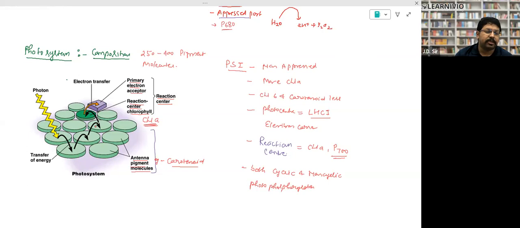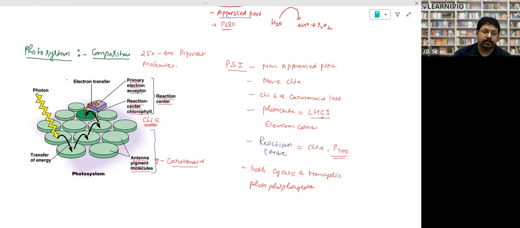Now, this is the photosystem basically. Both PS1 and PS2 look like this, right? Now, what is photosystem 1, and what is the difference between the two? Look, PS1 is found in the non-appress part, right? More chlorophyll A molecules are present. Chlorophyll B and carotenoids are found in less amount.